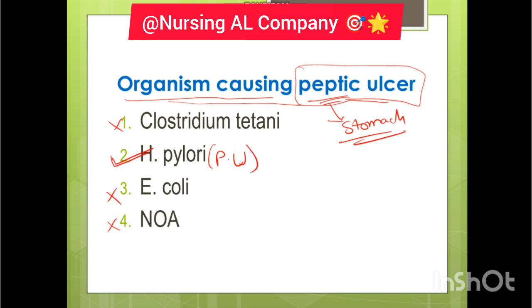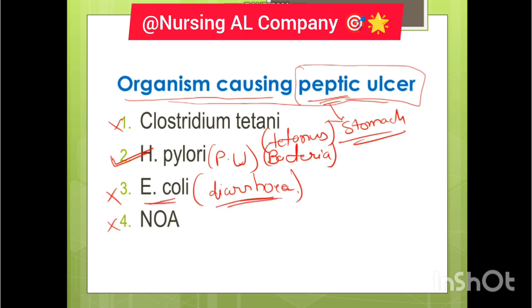Then what does Clostridium tetani cause? Everybody knows that it is tetanus. It is the causative agent of tetanus. It is a bacteria. Then what does Escherichia coli cause? Escherichia coli is responsible for diarrhea and dysentery. These diseases are caused by Escherichia coli. So for this question, the answer is H. pylori causes peptic ulcer.